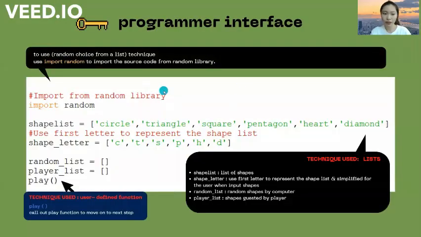Now I show the programming interface. Before starting, you need to import random to import the source code from the random library. Then I'm using another technique, which is a list. You can see I'm creating another list, which is a shape letter list. I'm using the first letter to represent each shape in the list, also to simplify it for the user to enter the shapes.